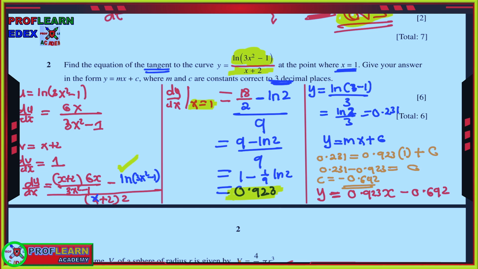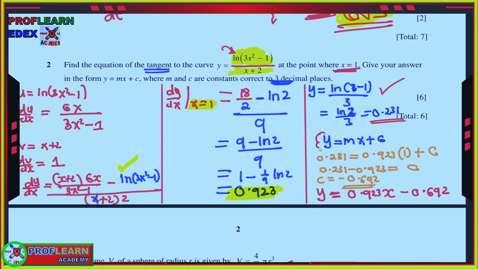Then, because we don't know the value of y, we are going to substitute x equals 1 into the equation so that we get the value of y, and our value of y translated to 0.23. You substitute it into the original equation that was given, x equals 1. So if you work it out, you're going to get this.